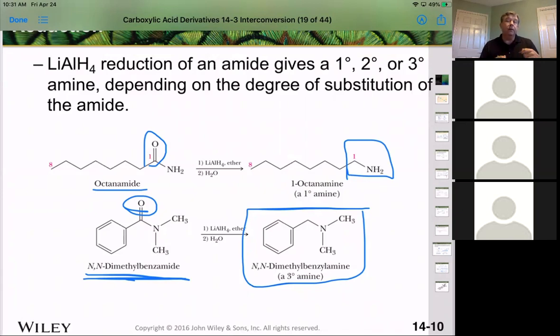And as we learned in amines, one of the reactions we can do is it can act as a nucleophile, but it's really hard to stop at a primary amine or a secondary amine if you take an amine and react it with an alkyl halide.